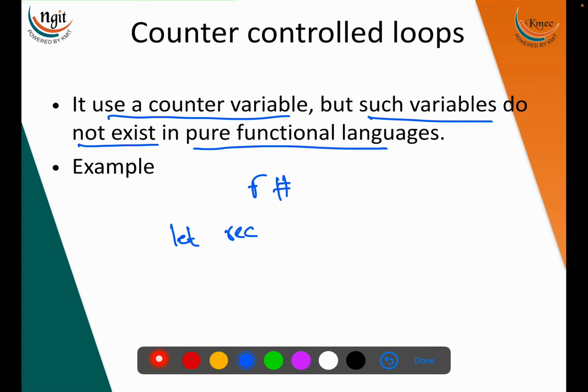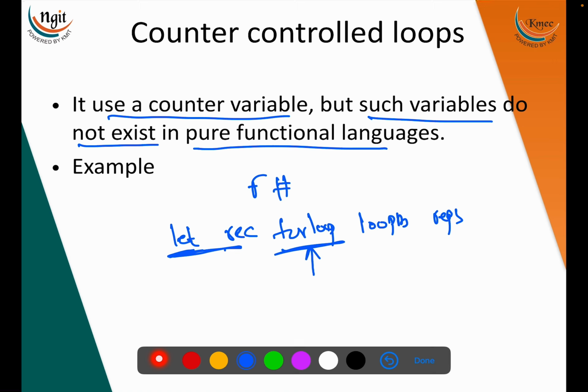Let rec for loop body. Now if you see this, the for loop is used in F sharp by taking some keywords. These are counter controlled loops. We use counter controlled loops in imperative languages, using a counter variable, but such variables do not exist in pure functional languages. Rather than iteration to control repetition, functional languages use recursion. So rather than a statement, functional languages use a recursive function. So this is about counter controlled loops.